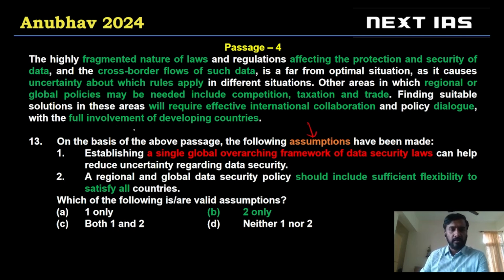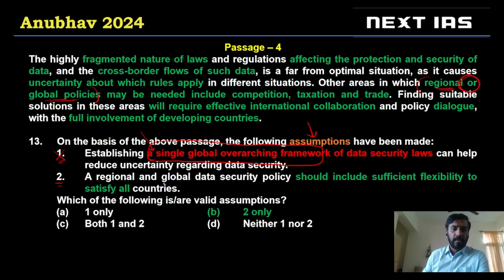Which of these could be valid assumptions, invalid assumptions? Statement one, establishing a single global overarching framework. I suspect many students would have marked one also as valid. A single global overarching framework has not been discussed. Regional or global policies. So this just is opposite of, or it flies in the face of, a single global overarching framework. This has not been discussed. Okay, so option one is invalid.